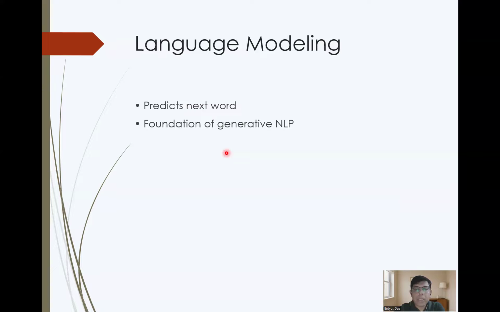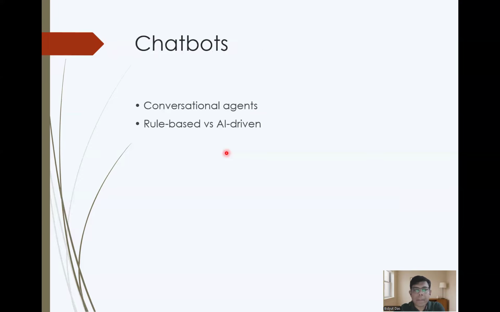Language modeling predicts the next word, and that is the foundation of generative natural language processing. Chatbot is a conversational agent. There is a rule-based approach, and there is also an AI-driven approach, that is the LLM actually. Before that, chatbots used only the rule-based approach, but in recent years they are AI-driven, using LLMs for giving better responses.